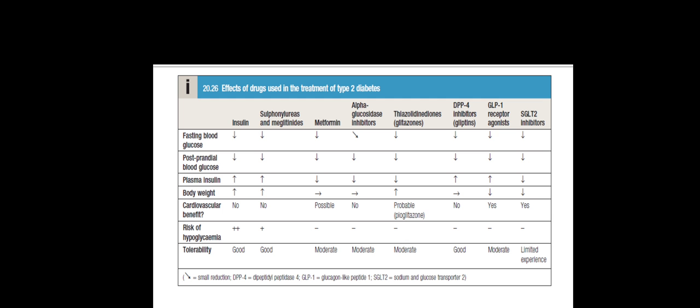DPP4 inhibitors or the gliptins are having an effect both on fasting as well as postprandial glucose. It increases the plasma insulin levels by increasing the GLP-1, and there is no cardiovascular benefit but good tolerability. And GLP-1 receptor agonists like liraglutide also decrease the blood glucose levels, but increase the plasma insulin, and there's cardiovascular benefit with GLP-1 receptor agonists, but tolerability is again moderate. SGLT2 inhibitors produce glycosuria by inhibiting the SGLT2 receptor in the proximal tubules of the kidney, but glycosuria can lead to increased infections, and there is a cardiovascular benefit with SGLT2 inhibitors.